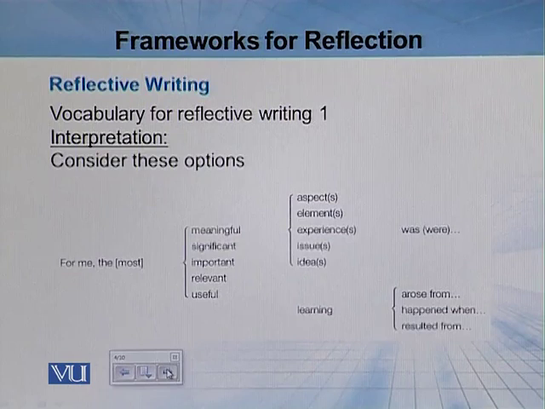And then the rest of the sentence can go on to talk about whether it was particular experiences or elements of the experience or particular issues or ideas that came up during the teaching. This then leads the sentence into reflecting on the reason for these feelings, or in other words, what actually happened. So you can see a useful structure there, and it gives some key words which focus on particular aspects of the experience.